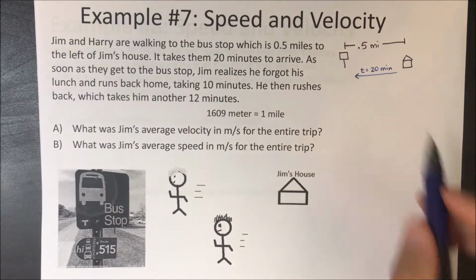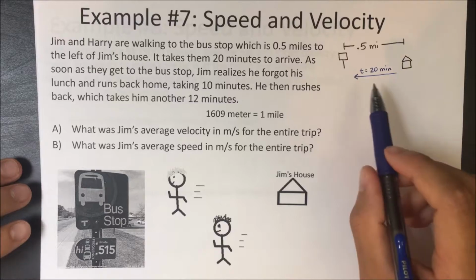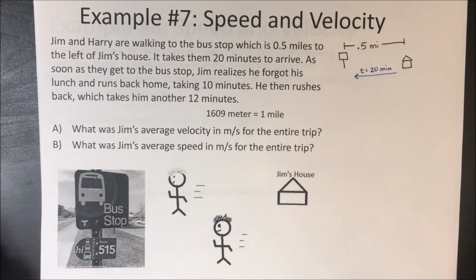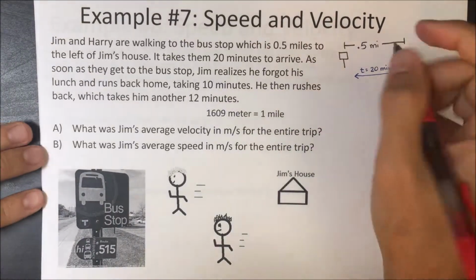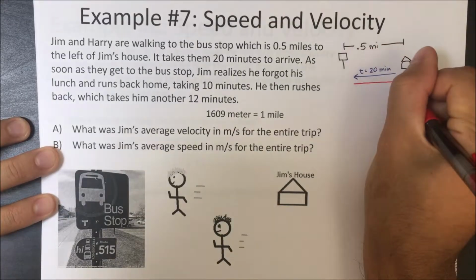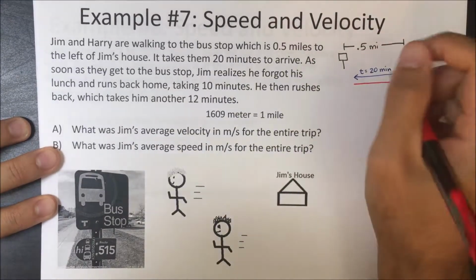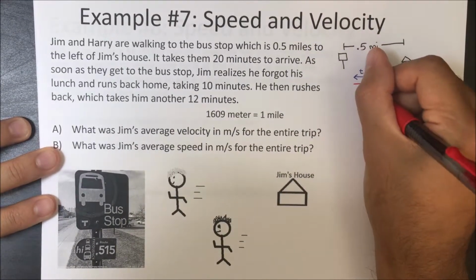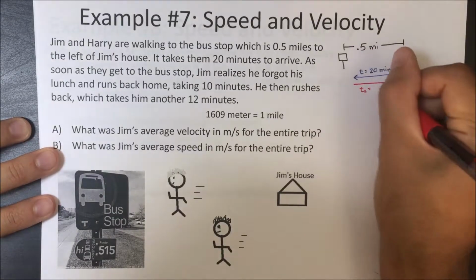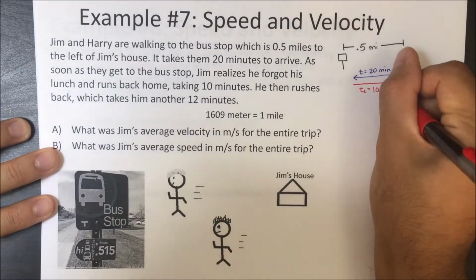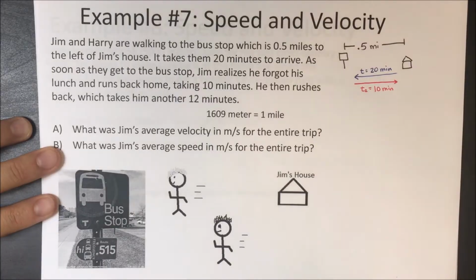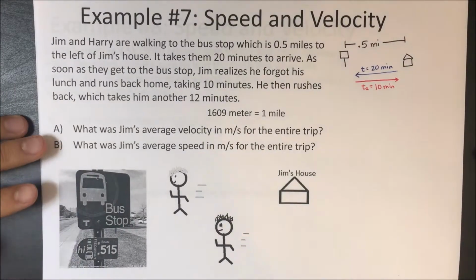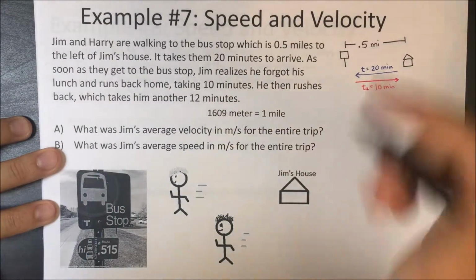However, when he gets to the bus stop, he has to go back. So he has to go back. I'm going to do this in red. And then it takes him 10 minutes because he rushes back. I'm going to call it maybe T2. I'm going to call this 10 minutes. And then once he gets his lunch again, what he does is he goes back.